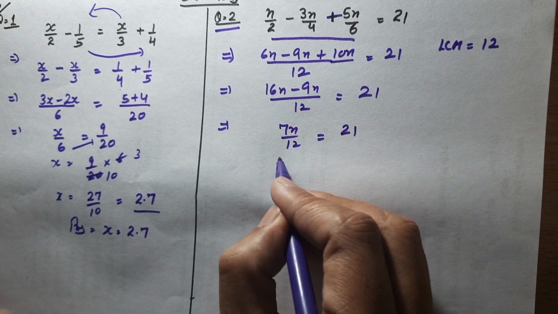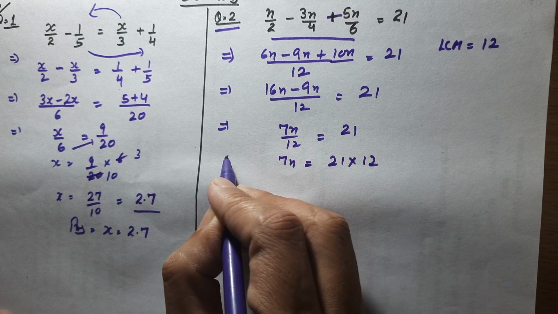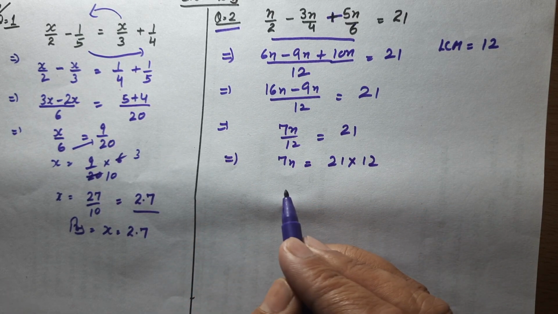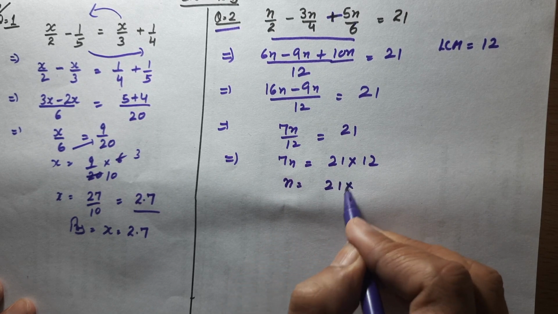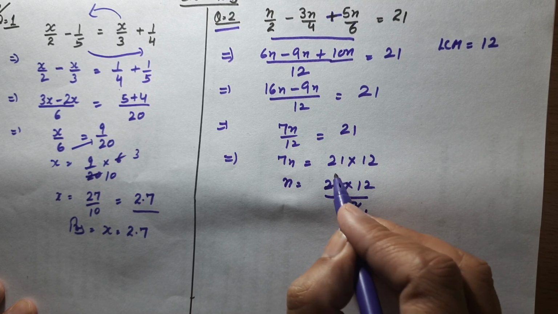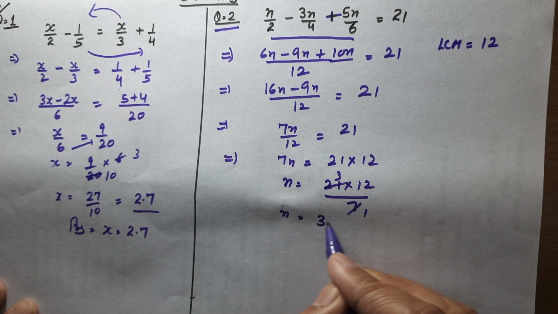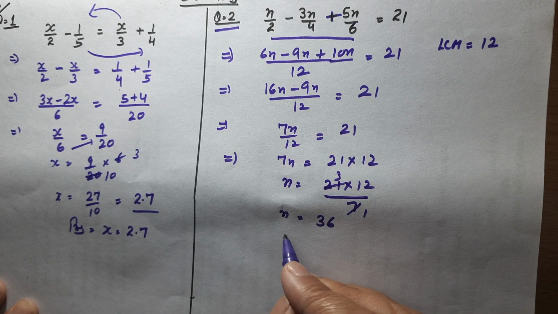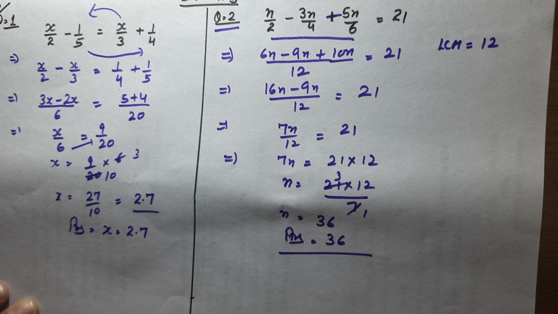Now it is in divide. So 7n will be equals to 21 into 12 when transposed to the other side. Now it is multiplied. It will be divided when transposed to the other side. So 7 will be in divided. Now can you cut them? Yes. 7 1s are 7, 7 3s are 21. So n comes out to be 12 3s are 36. So that will be our answer. Hence n is equals to 36 is our answer.